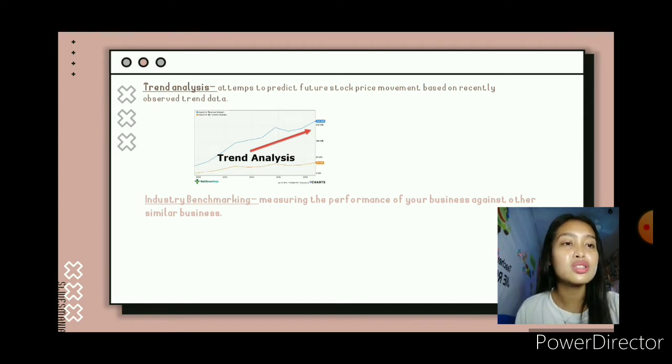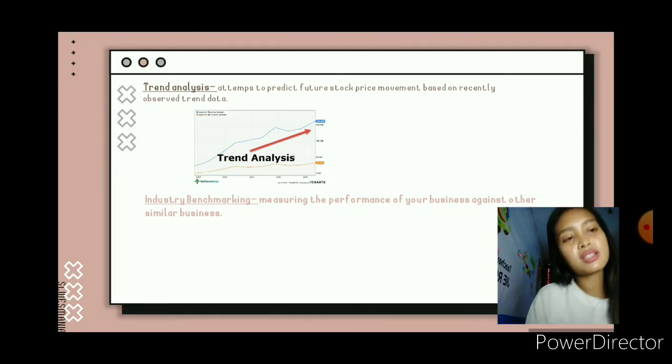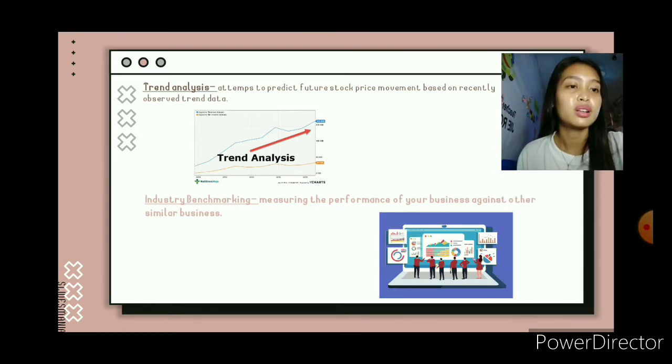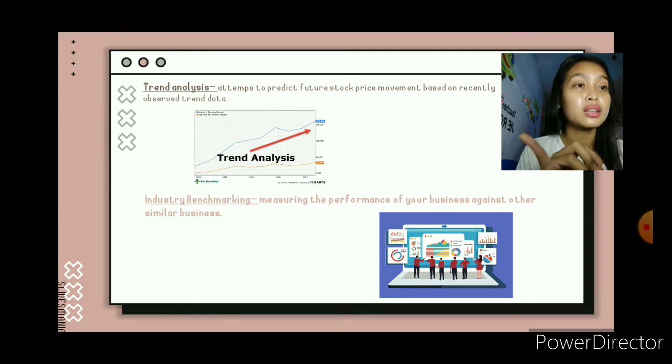So next, industry benchmarking. Measuring the performance of your business against other similar businesses. This industry benchmarking has two types. It is subjective and factual.